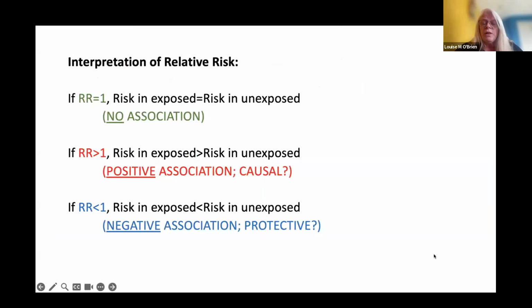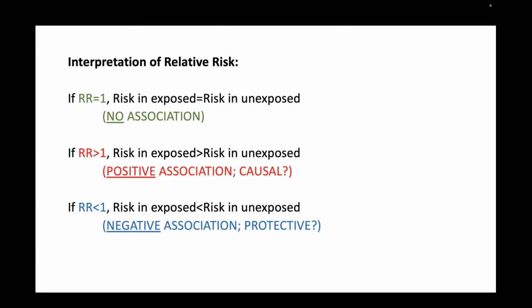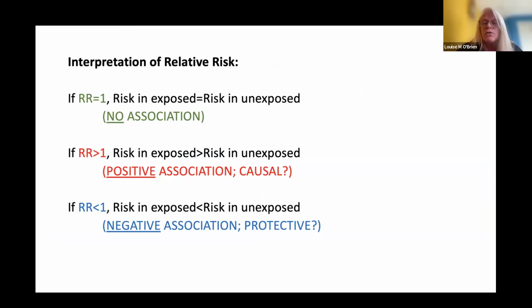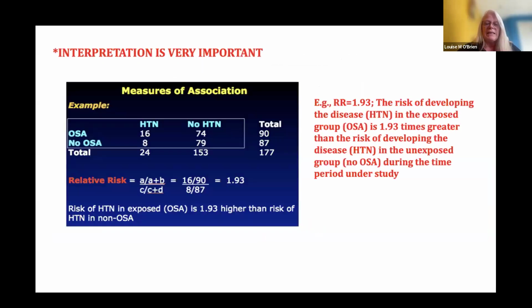So how do you interpret the relative risk? Well, if it's one, the risk in the exposed is the same as the risk in the unexposed group, so there's no association. If your relative risk is higher than one, then you have a positive association: your risk if you're exposed is higher than if you're not exposed. And if you have a relative risk below one, then it's potentially protective, a negative association. If you just remember those simple things, you can think about it quite easily.